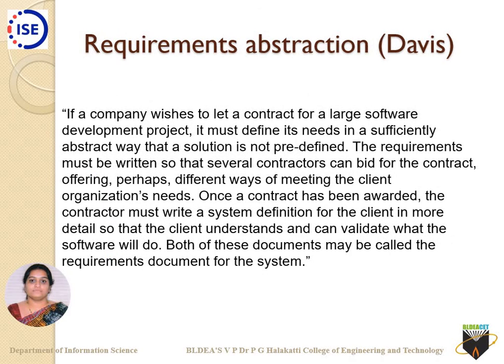This is self-descriptive, you can just go through it. Requirements abstraction: if a company wishes to let a contract for a large software development project, the very first thing it must do is define its needs in a sufficiently abstract way that a solution is not predefined. The requirements must be written so that several contractors can bid for the contract.